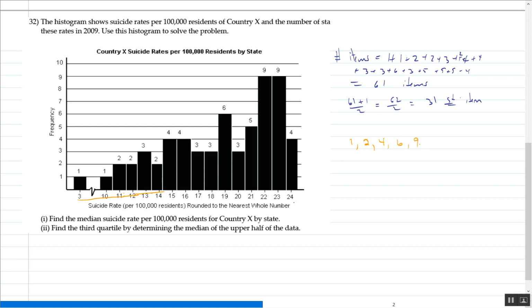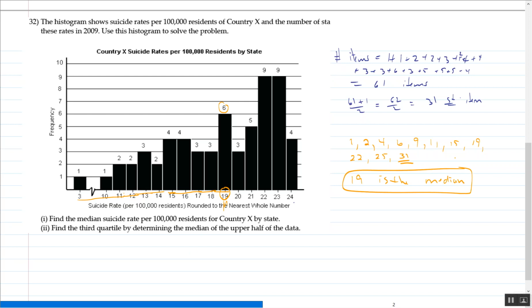Add another 2, so I'm up to 11. Add another 4, so we're at 15. Add another 4, I'm up to 19. I add 3, so I'm up to 22. Add another 3, I'm at 25. Then I add 6, so I'm up to 31. Boom, that's where I stop. So what item did that occur on? It happened right here when I got to data item number 19. So 19 is the median.